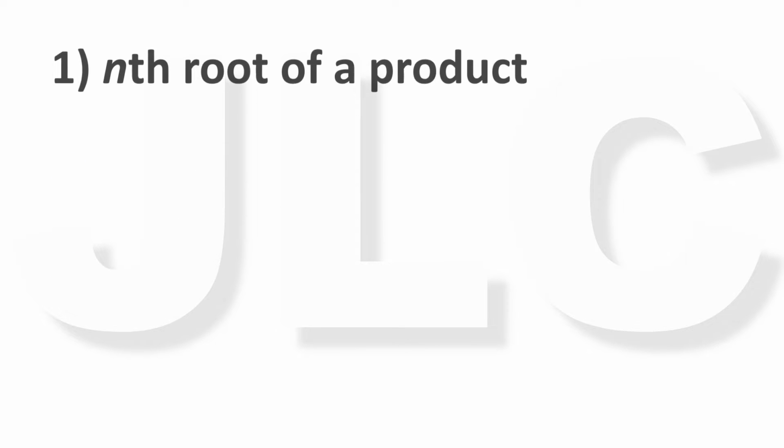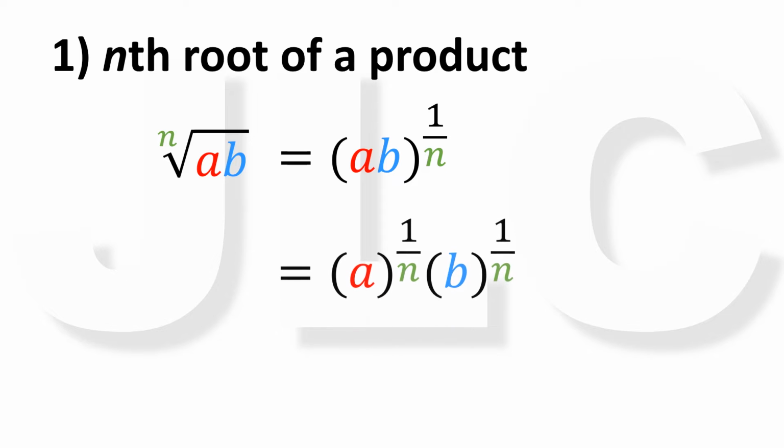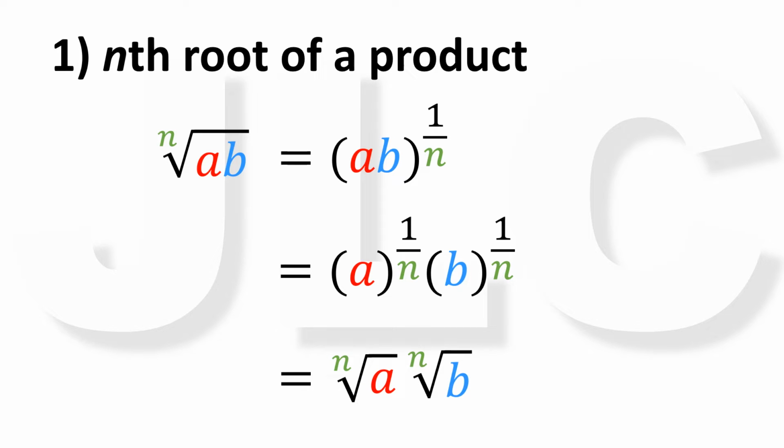So first we have the nth root of a product. Let's say we have nth root of a times b. From the definition of nth root, this equals ab raised to 1 over n. Now from the laws of exponents, this equals a raised to 1 over n times b raised to 1 over n. But again, by definition of nth root, this equals nth root of a times nth root of b.